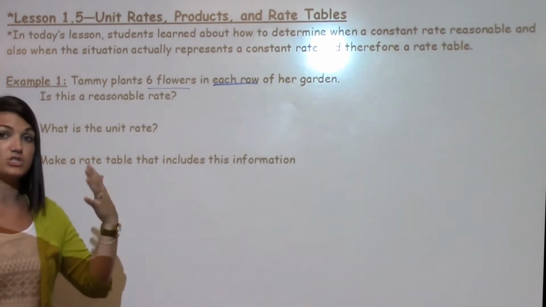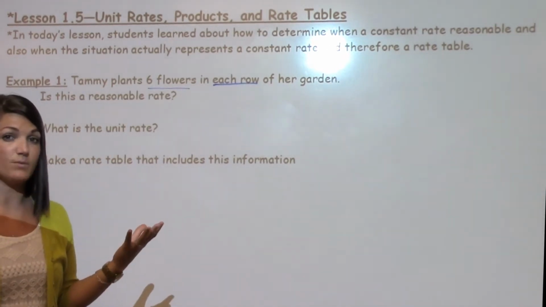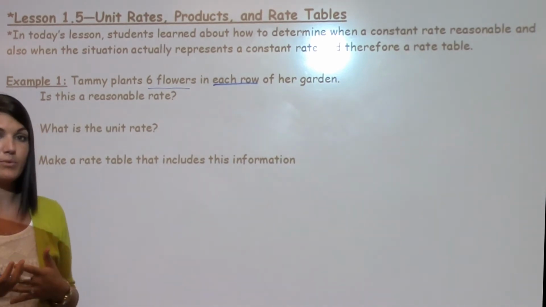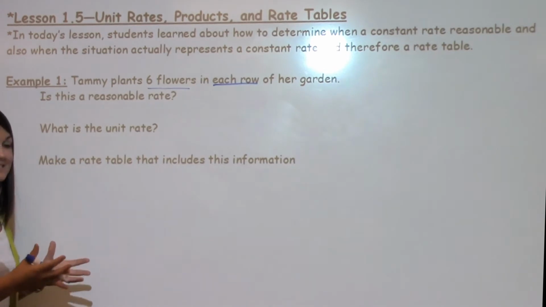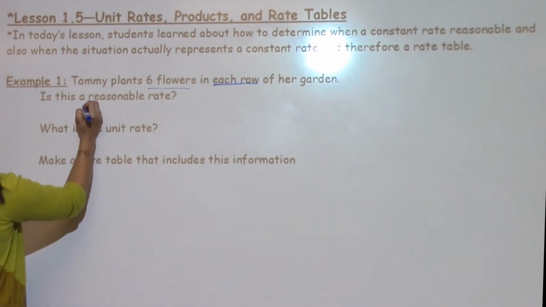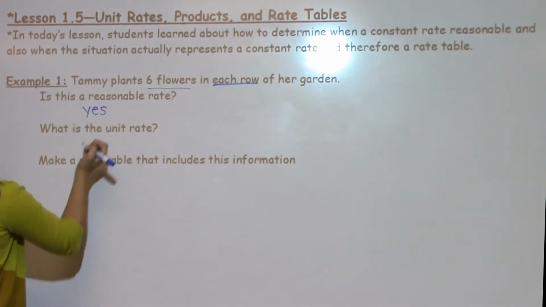Okay, so I'm going to connect this to real world and think about it as a real life situation. Is it likely for me to plant 6 flowers in a row of my garden? If it's my garden and I know the size, 6 flowers would be a reasonable rate. So I'm going to say yes, it is reasonable.